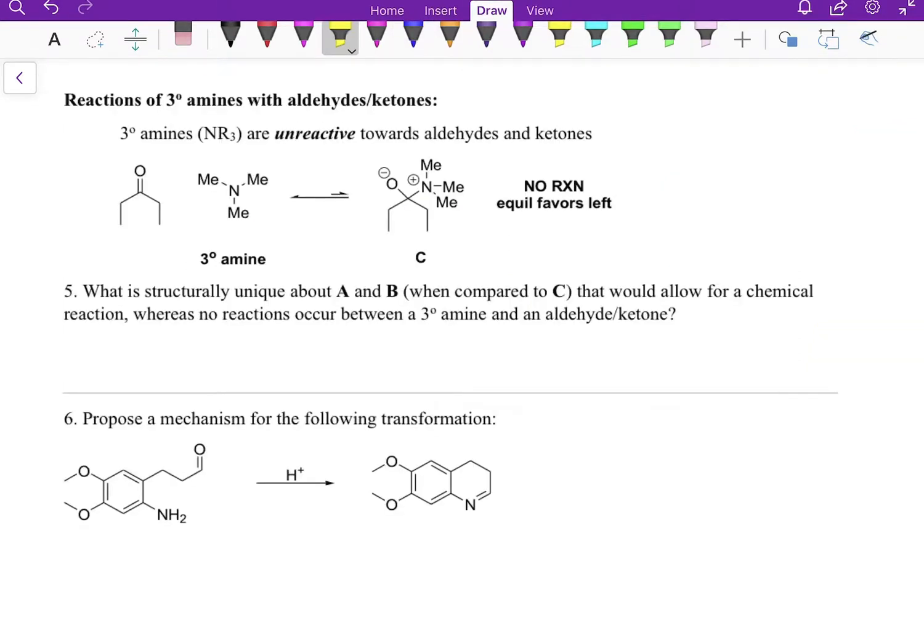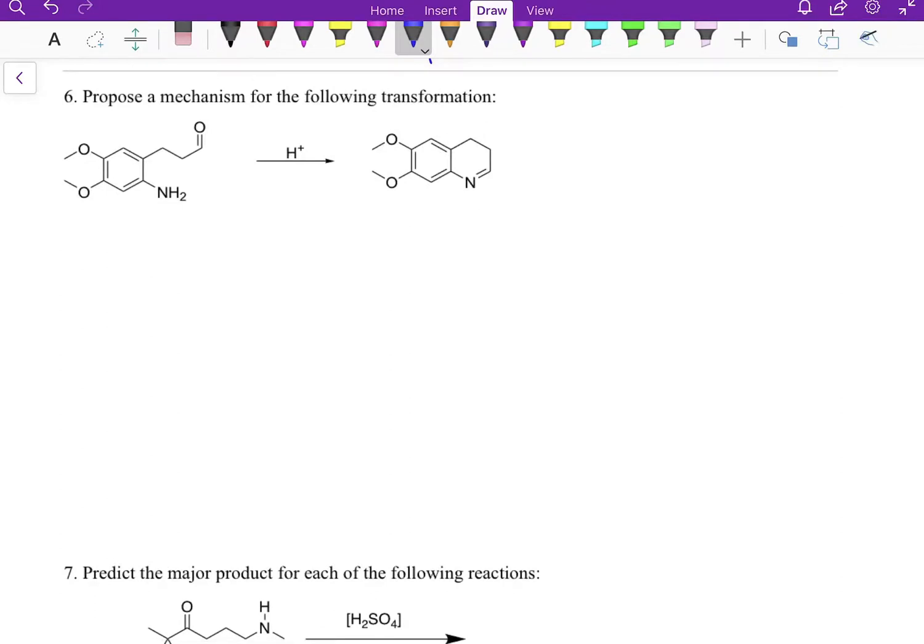So tertiary amines are unreactive towards aldehydes and ketones, so there's going to be no reaction. Now, if we look at the structures for A and B comparing to C right here, if you notice, there's no hydrogen attached to the nitrogen, so there's no protic hydrogen that the base can attack. So A and B have a protic hydrogen. So this is what will continue the mechanism, versus right here, there's nowhere it can go.